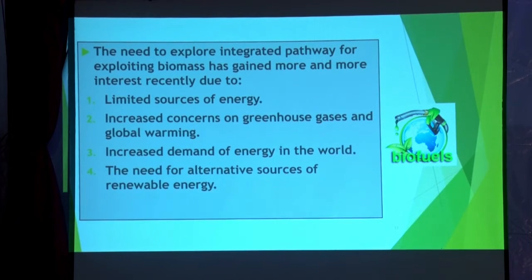The need to explore integrated pathways for exploiting biomass has gained more and more interest recently due to limited sources of energy, the increased concern of greenhouse gases and global warming, increased demand of energy in the world, and the need for alternative sources of renewable energy. Now, currently in the National Biofuel Policy of India, the center has moved forward for mixing of 20% ethanol in petrol by 2025 to 2026. So it is the need of the hour to identify the sectors from which we can retrieve raw material for biofuels and other products.